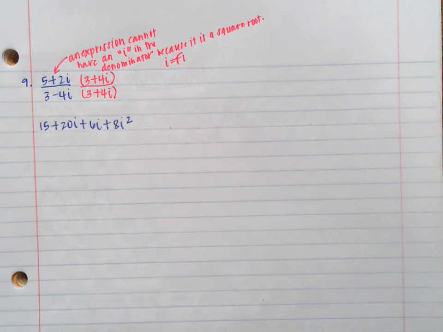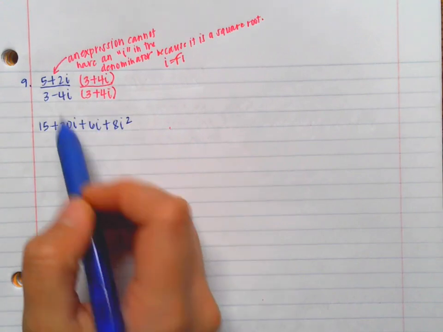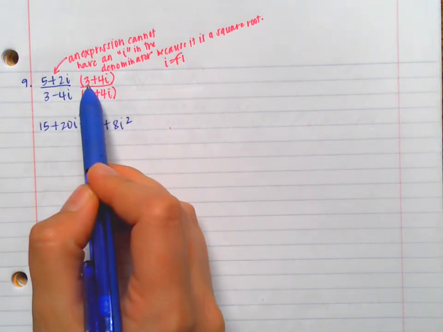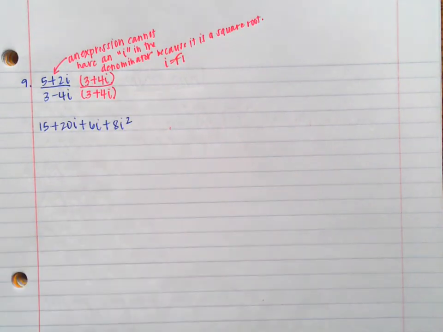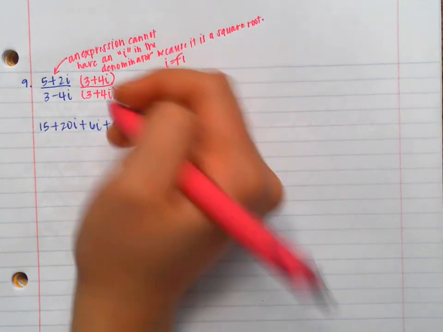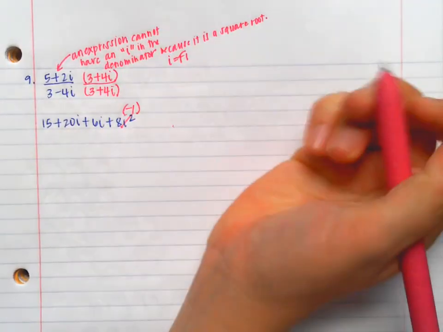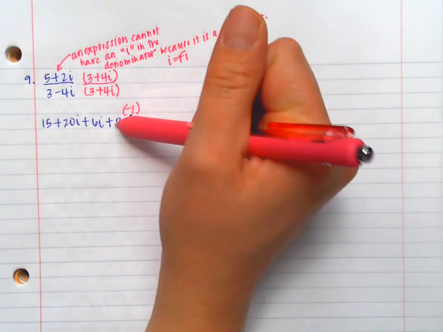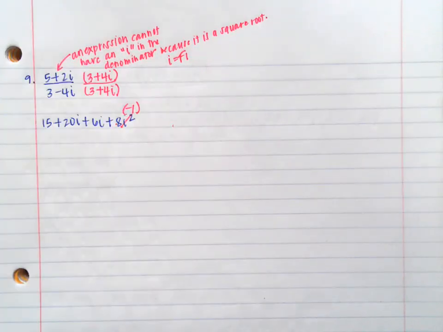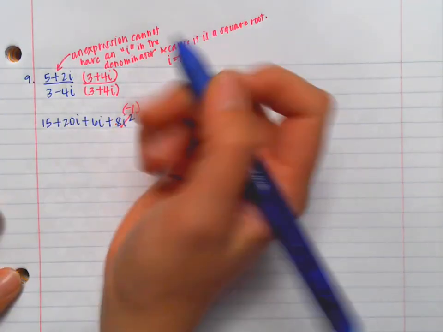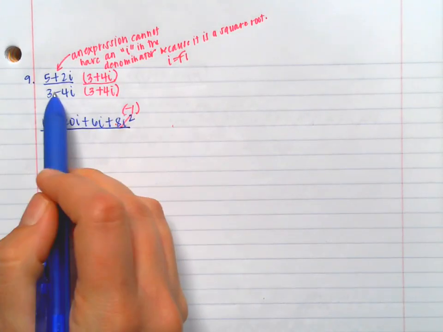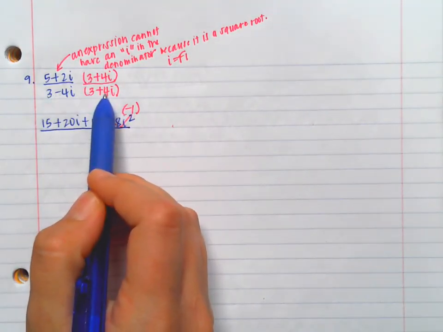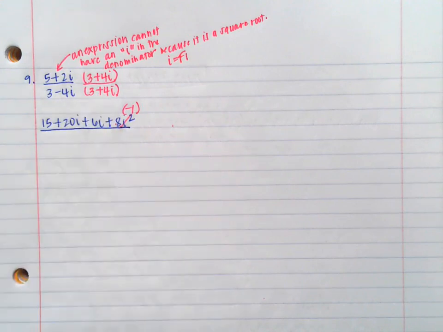So when I multiplied that together, I got 15 plus 20i plus 6i plus 8i squared. Now remember that 8i squared, we can simplify that further. We know i squared is the same as -1. And so what happens is that's 8 times -1. Okay, now what I want you guys to do is multiply the denominator together. So multiply 3 minus 4i times 3 plus 4i. So try that on your own. Pause me here and try that one on your own.